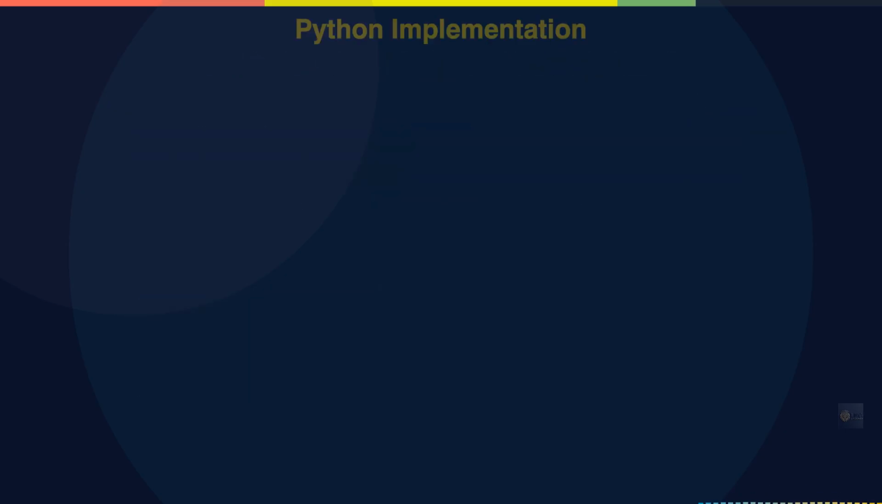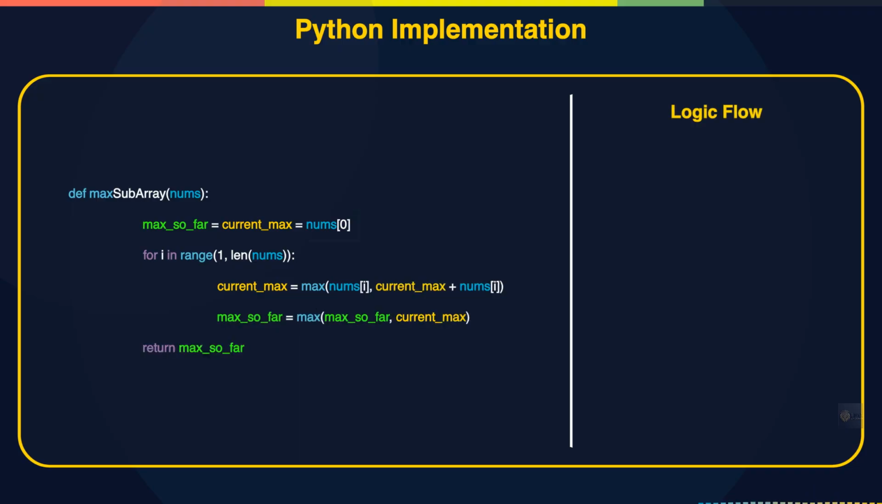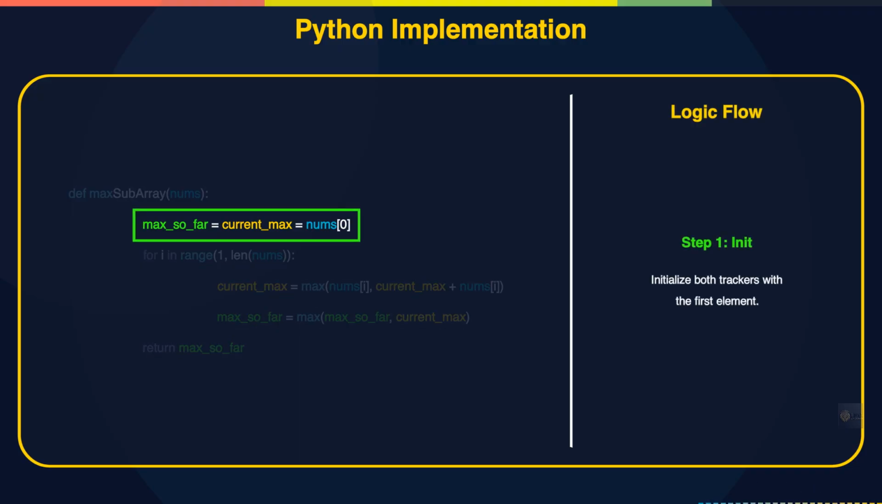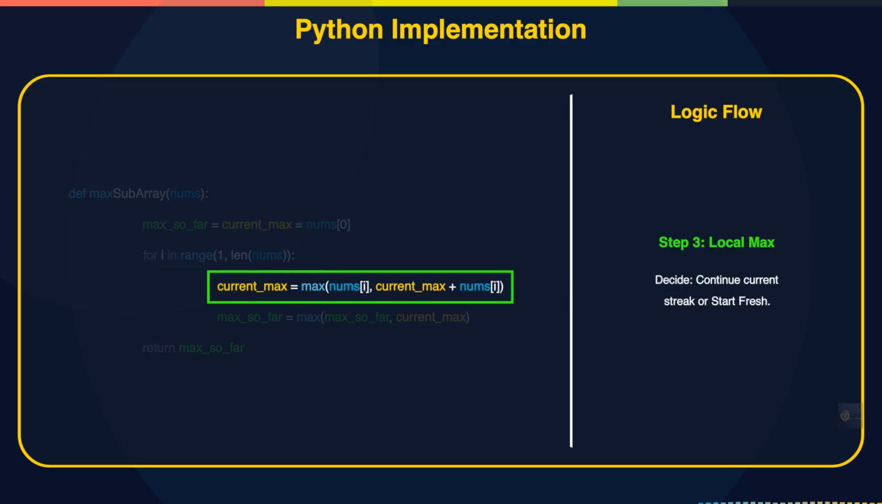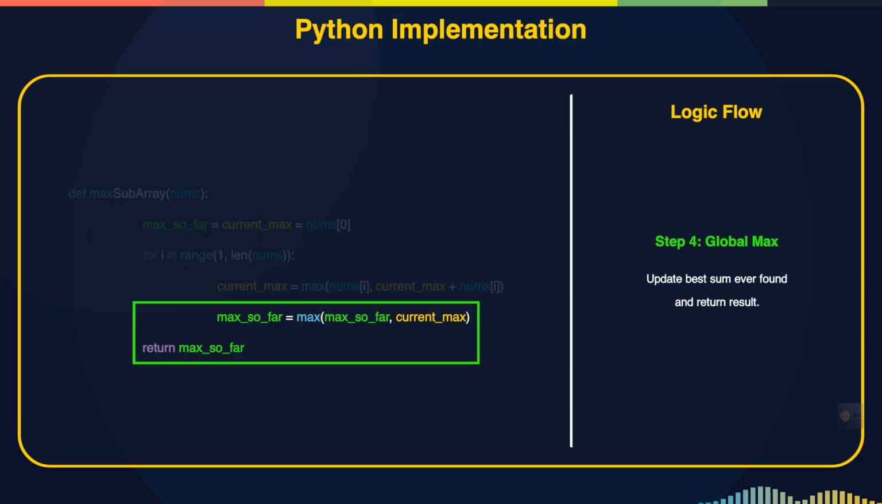Now, let us look at the Python code. We initialize current sum and max sum using the first element. We loop through the remaining numbers, updating current sum by taking the maximum of the current element itself, or the current element plus the previous sum. This is the start fresh or continue logic. Then, we update max sum if our current sum has reached a new record.